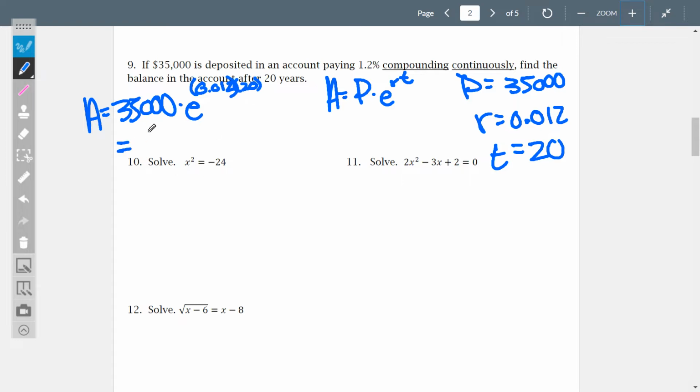Okay, so I just need to put this in the calculator. So e, where's my e button? There it is. e to the 0.012 times 20, and then multiply that by 35,000. And we get this is about $44,493.72, approximately.